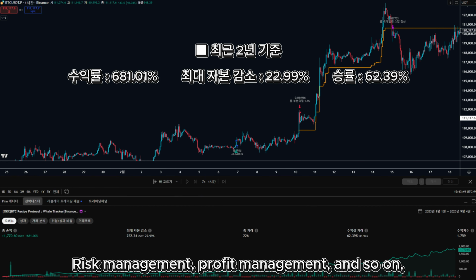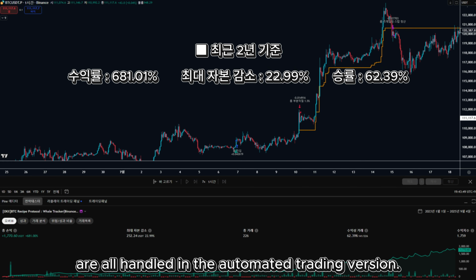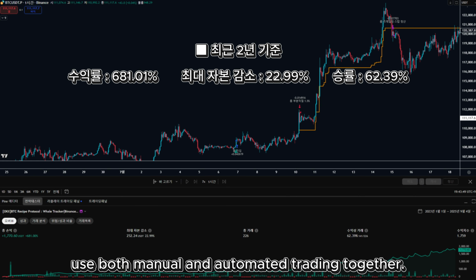Risk management, profit management, and so on, as well as complete position management, are all handled in the automated trading version. In the case of manual trading, profits vary individually, so the results will be different, right? That's why I always use both manual and automated trading together.